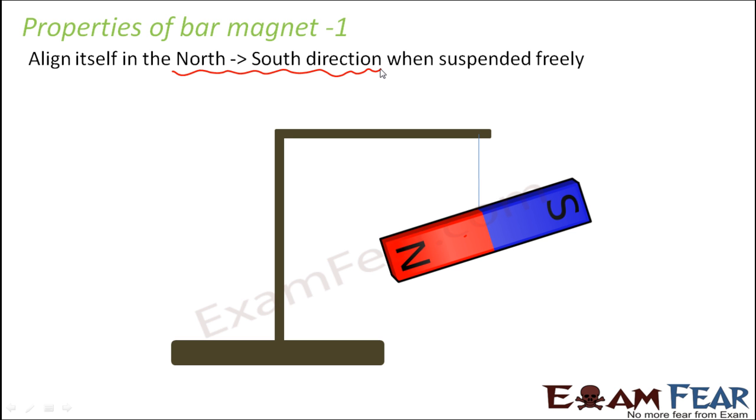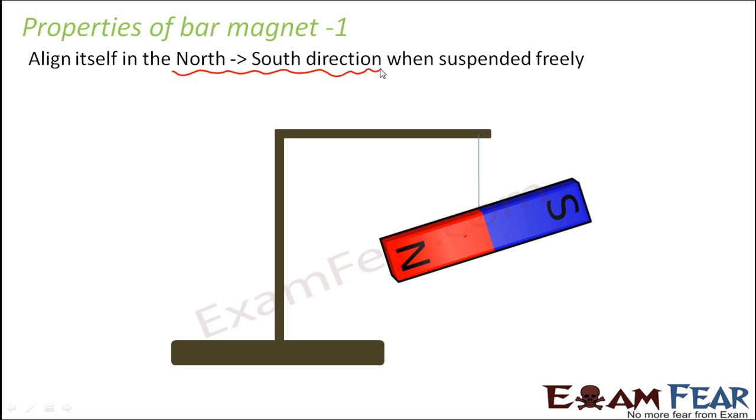So this is something very interesting. It doesn't matter even if you rotate it in some other haphazard direction, after some time it will align itself in the north-south direction. Therefore, looking at the orientation of the bar magnet, you can decide which is north, which is south, which is east, and which is west. That's how a magnet helps us to find directions.